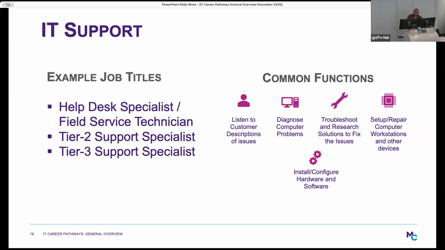Let's look a little bit at listening to customer descriptions of issues. I don't want to get too much into it. I'll talk a little bit more next week. But think about this. That sounds like an easy thing to do: listen to customer descriptions of issues. Not that easy. Why?